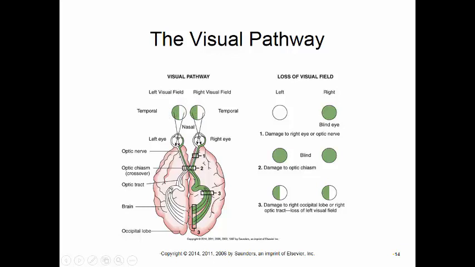If the left side is damaged, we're going to lose the right side of the visual field. But both eyes can still see if it's behind the optic chiasm. That's the key thing to remember, that you can see a little bit with both eyes if we're behind the optic chiasm.